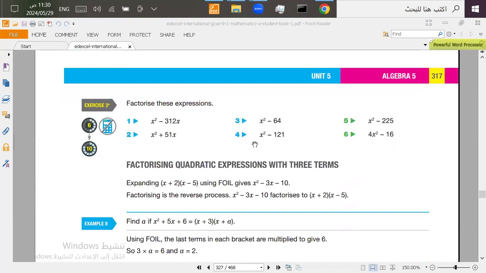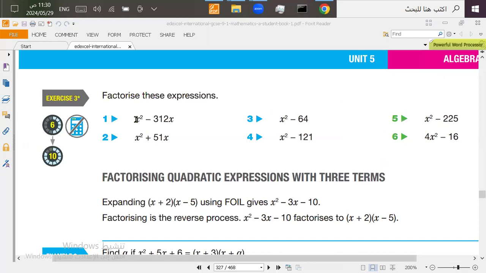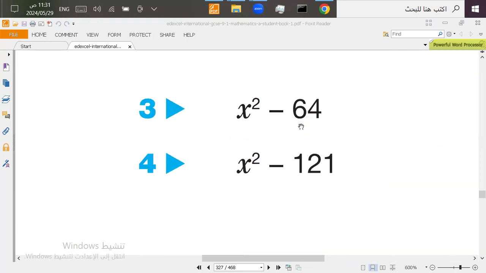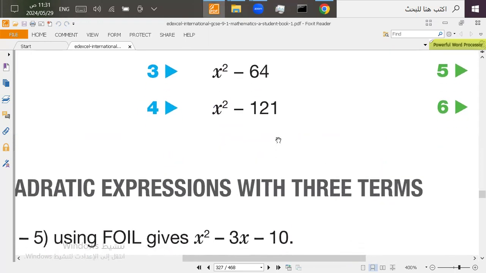Same idea, all of them. If you have a common x here and x here, you can do the same method that we did. But if you don't have x's on both elements, it means you're going to use double brackets. And double brackets method means what? For example, let's take a look at this question here.